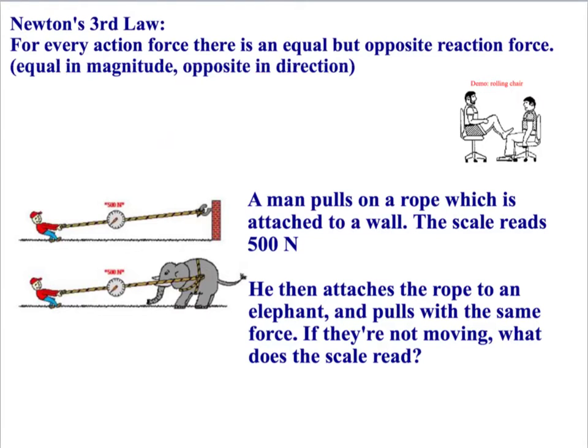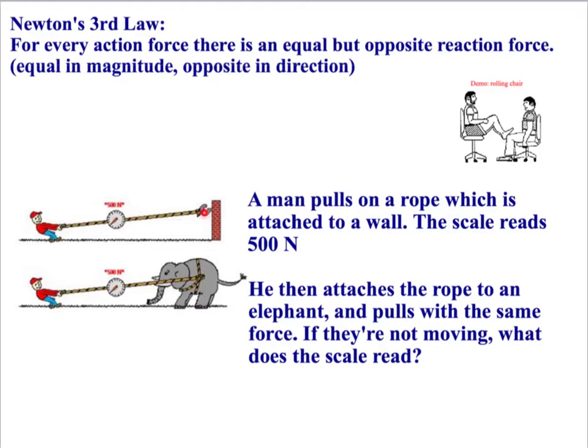Here's another example of it. So it's the same law, Newton's third law. Here's our guys with their chairs. Here's another scenario. If a man attaches a rope to the wall here, he pulls on the rope, and the scale in the middle here reads 500 newtons. Okay, so he pulls on the wall. This scale here measures how much force he's pulling with, or it measures the tension in the rope.